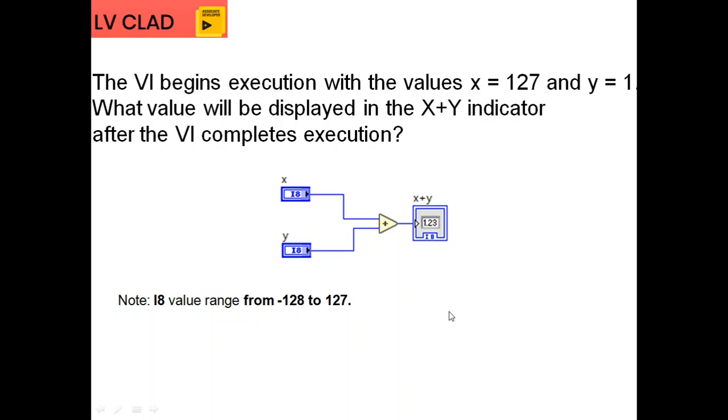The VI begins execution with the values x equal to 127 and y equal to 1, and what value will be displayed in the x plus y indicator? Here the function is an addition operation, and both are I8. But here you have to consider whether the output value is within the range or out of the range. You can see 127 plus 1 is equal to 128, but it is out of the range, right? We can also see that in the hands-on.